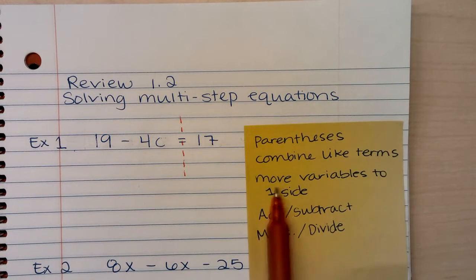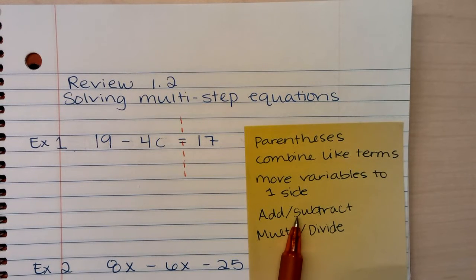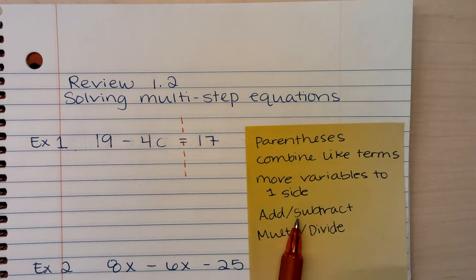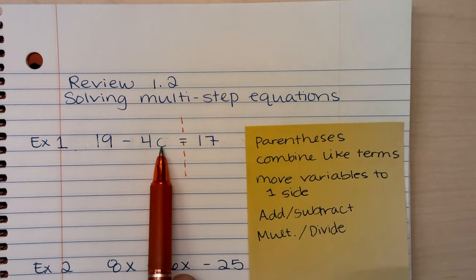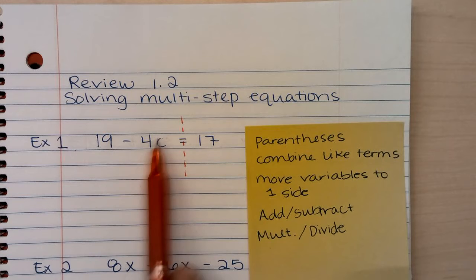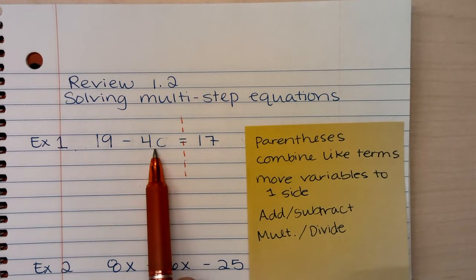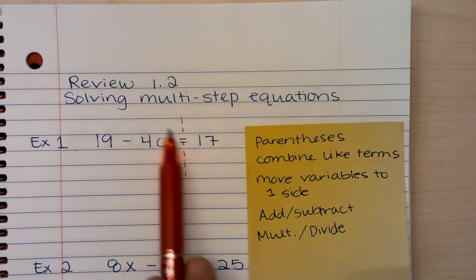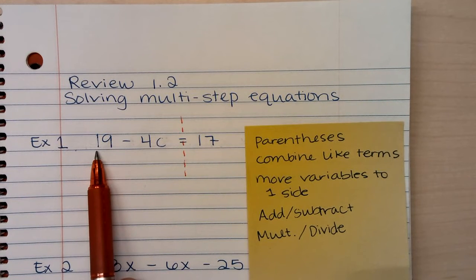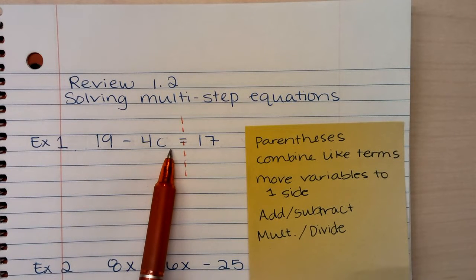Moving variables to one side, that's for 1.3, so you don't need to worry about that. So we need to add or subtract. When you're trying to isolate this variable c, you want to start with addition or subtraction and then multiply or divide. You're basically undoing all these things that are happening to this c here. You start with what's farthest away and peel away the layers, working your way towards the c.